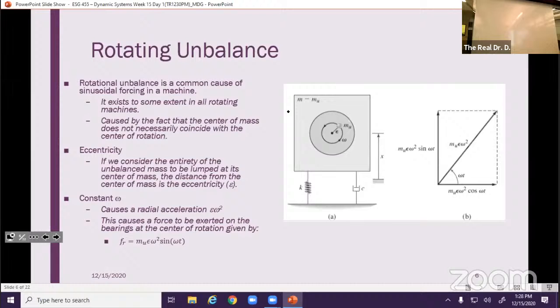Okay, so what is rotating unbalance? We talked a little bit about this at the end of last class, but it's exactly what it sounds like. It's something that's rotating that is not balanced.